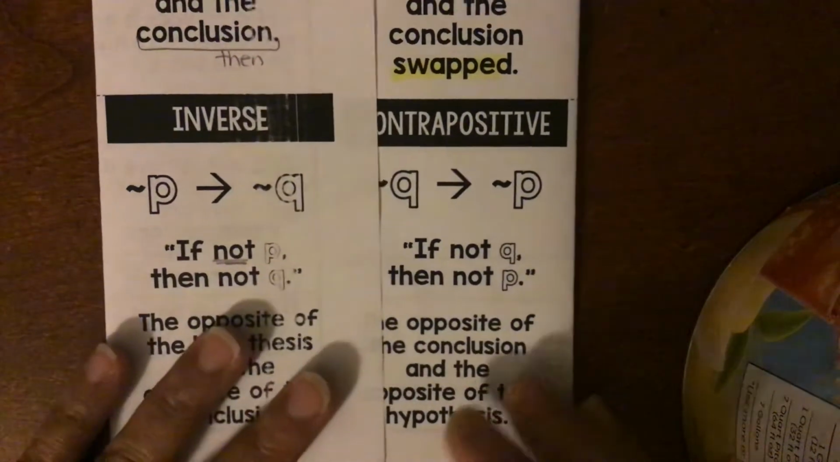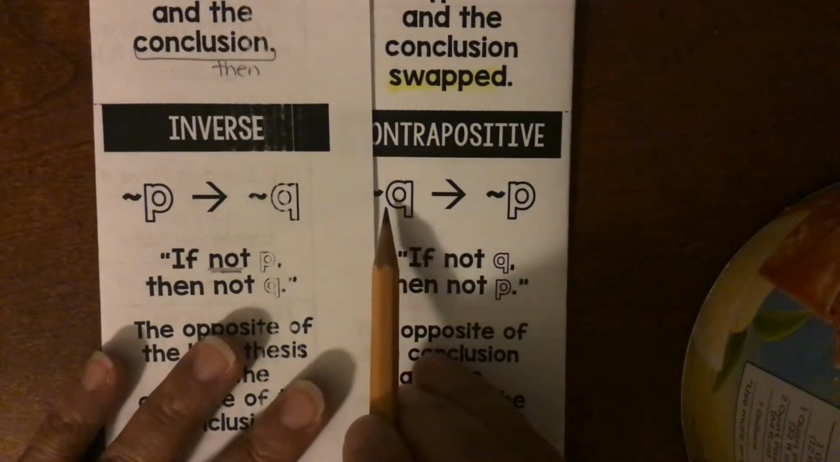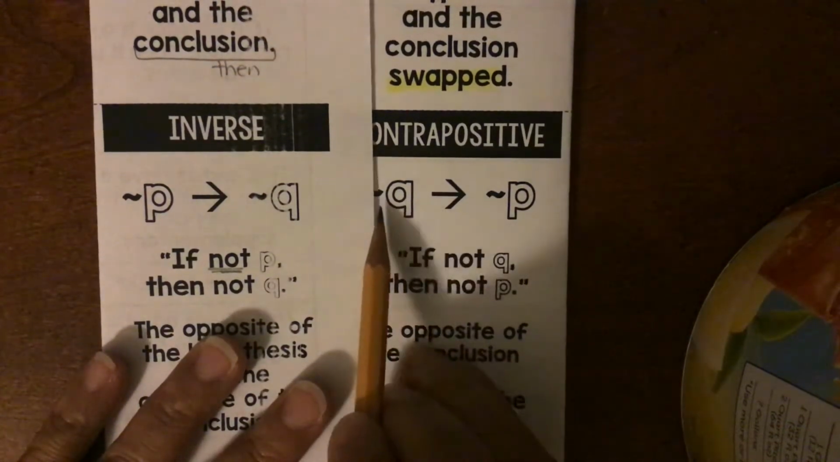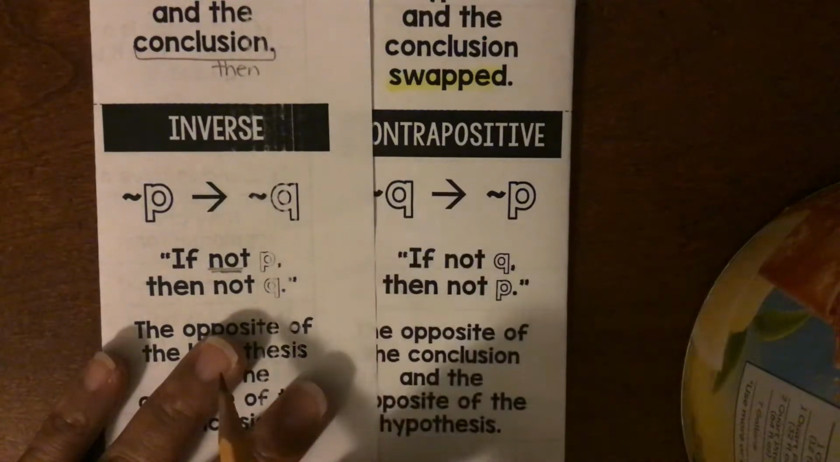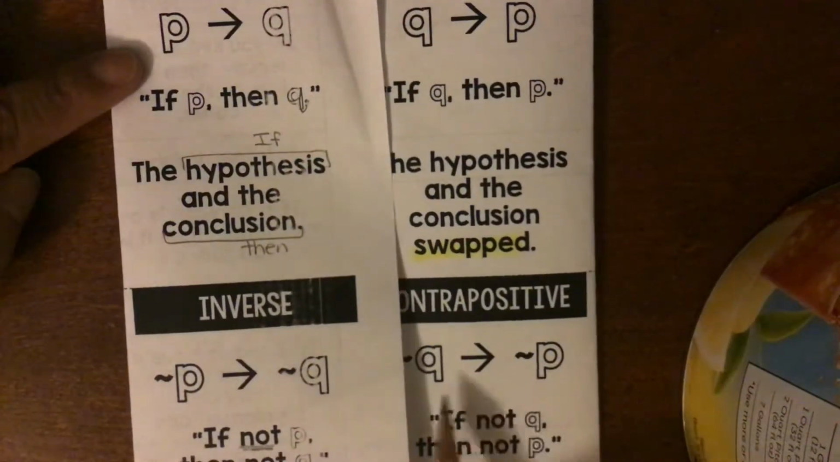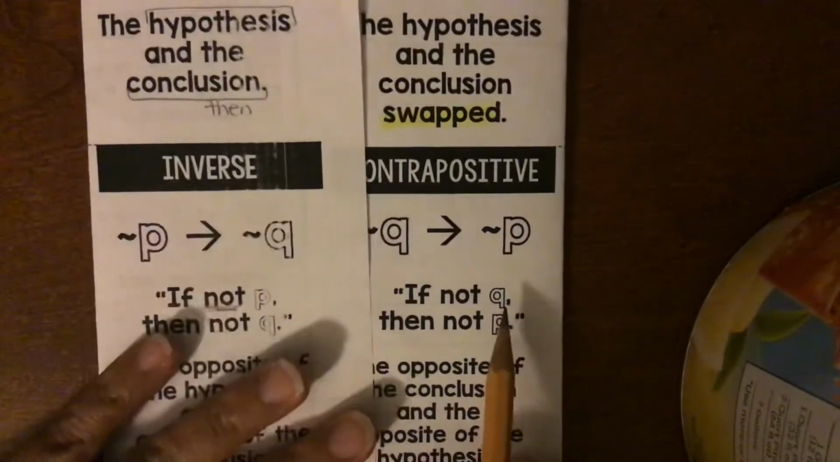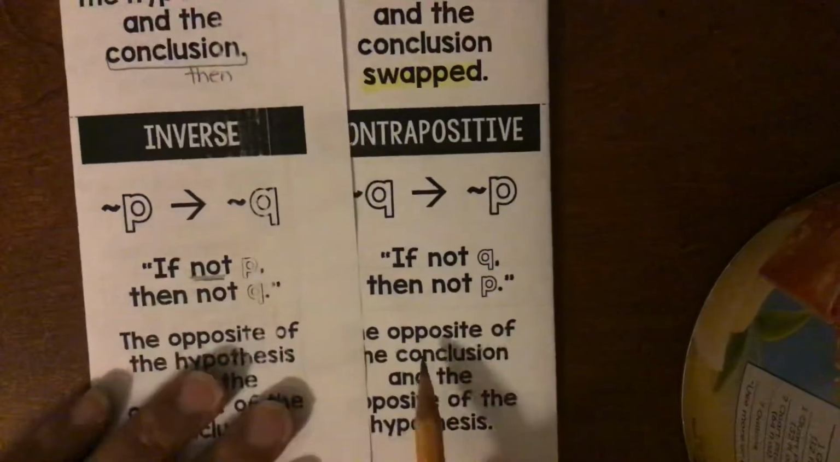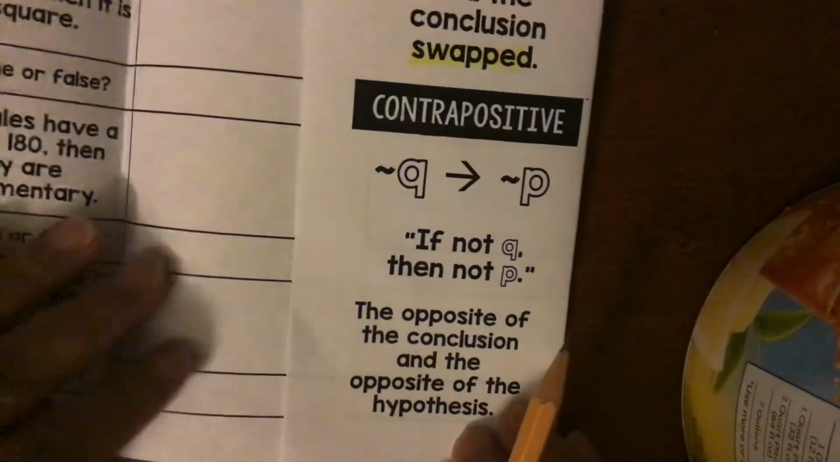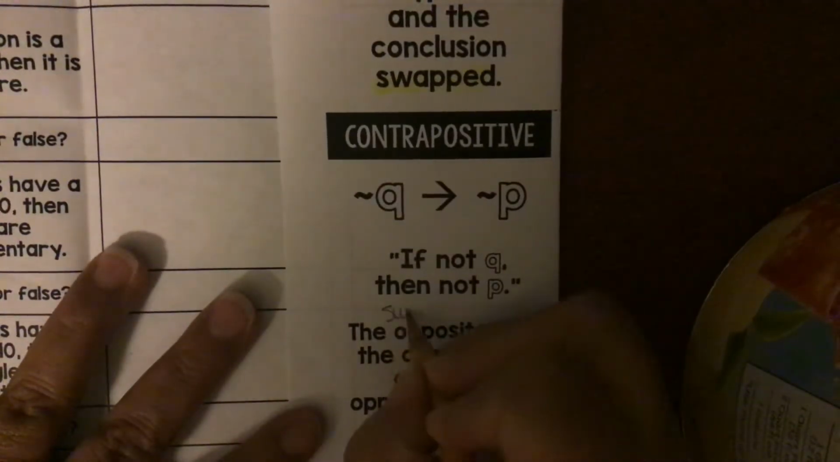The contrapositive is both the inverse, which means that you put not or the opposite of each statement, and you change the order from P to Q to Q to P. So it's also the converse. So the opposite of the conclusion and the opposite of the hypothesis, and you also have to swap it.